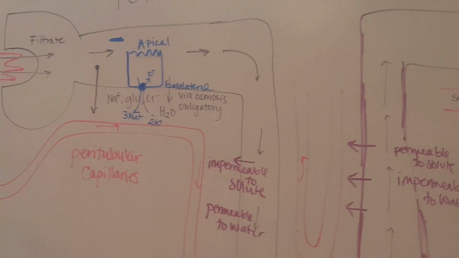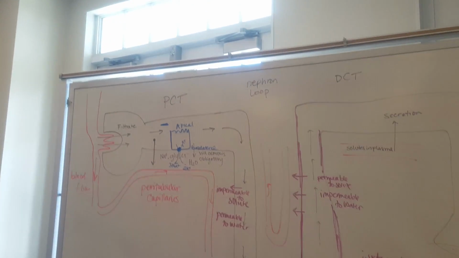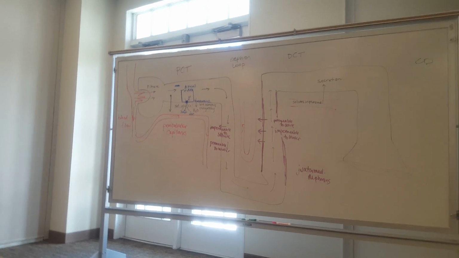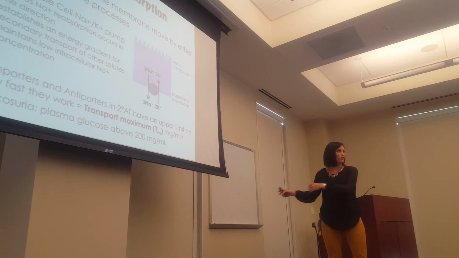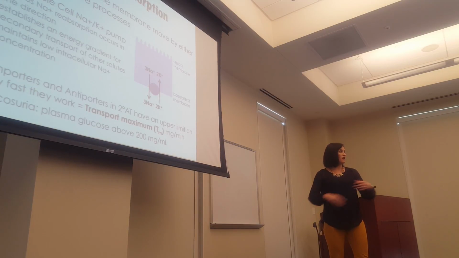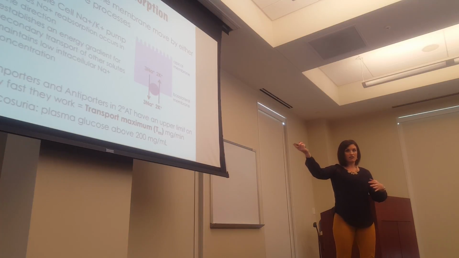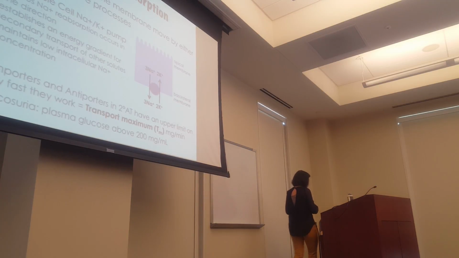Again, a lot of these transporters have a maximum rate, like we mentioned with glucose. They can take glucose and drop it back off into the capillary system, but they can only move so quickly. So if there's too much glucose being filtered, it's going to end up being eliminated. And that's how you get increased glucose in the urine if you have diabetes.